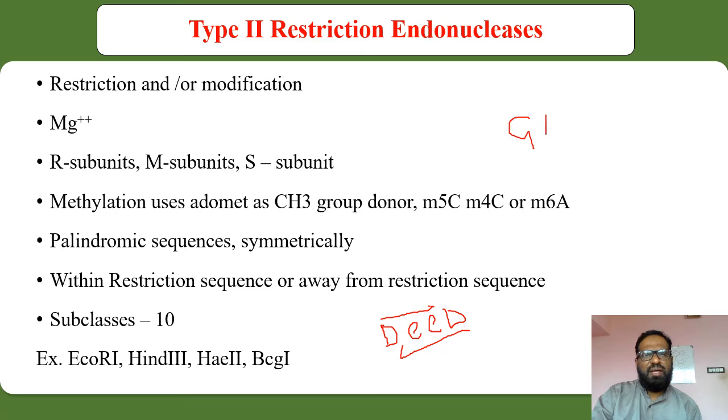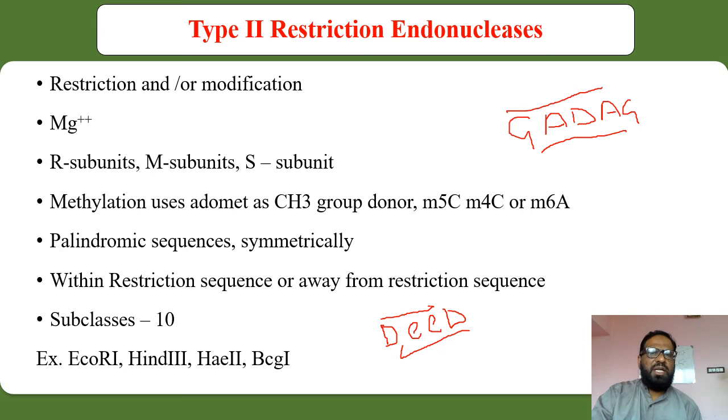If you take the example of Gadag, this is a place in Karnataka, and if you take this word, you can find that if you read it in this direction or in the opposite direction, it is the same. If you read here G-A-D-A-G, and if you read here G-A-D-A-G, this is also called a palindromic sequence.